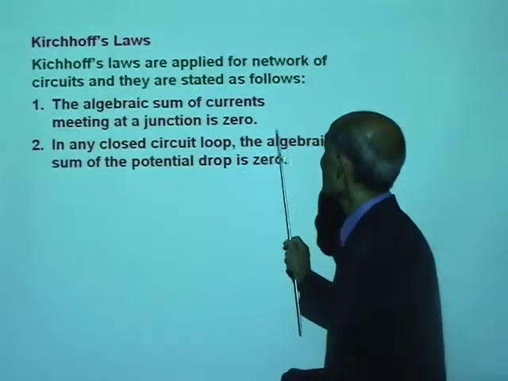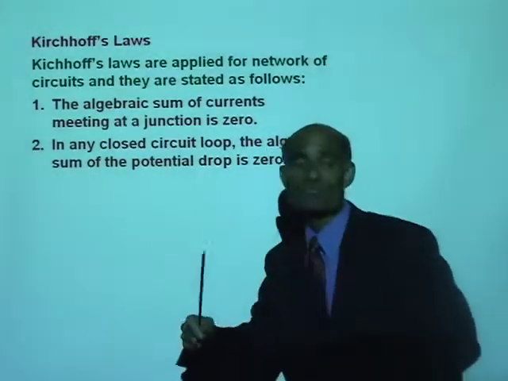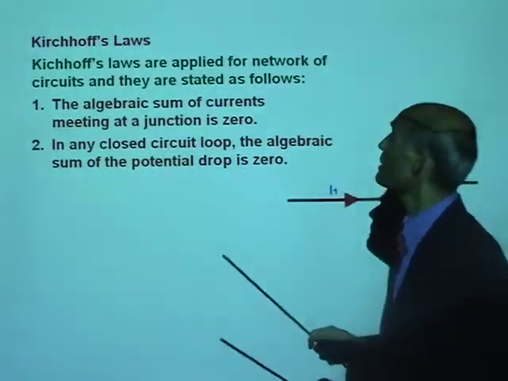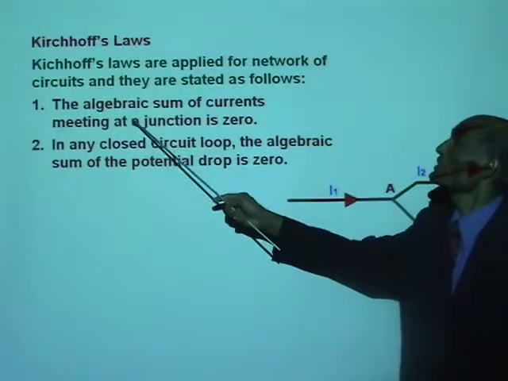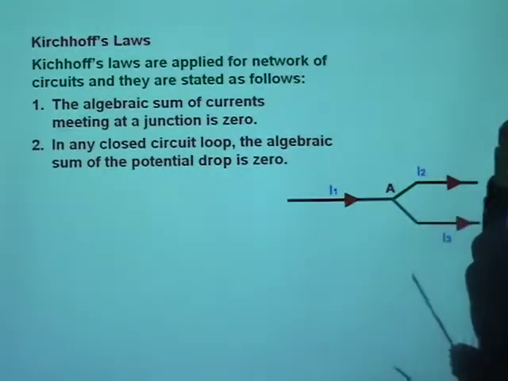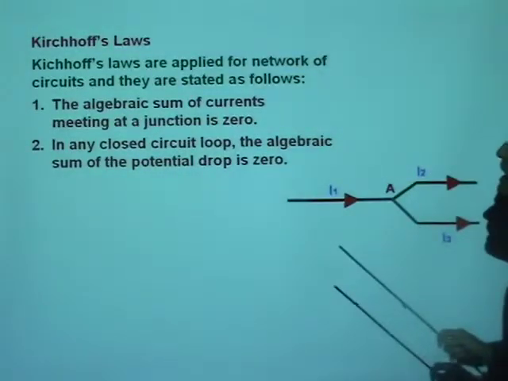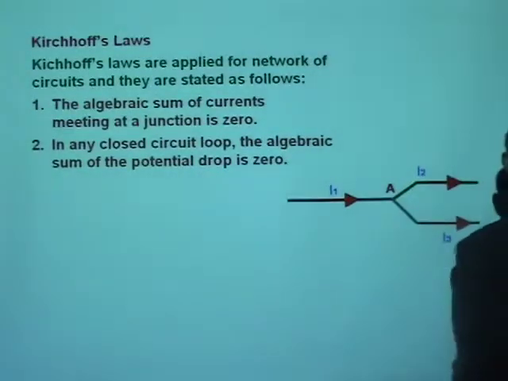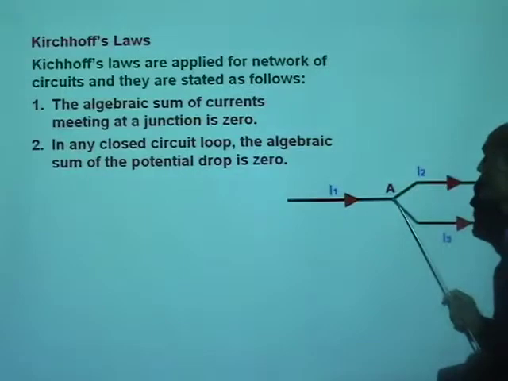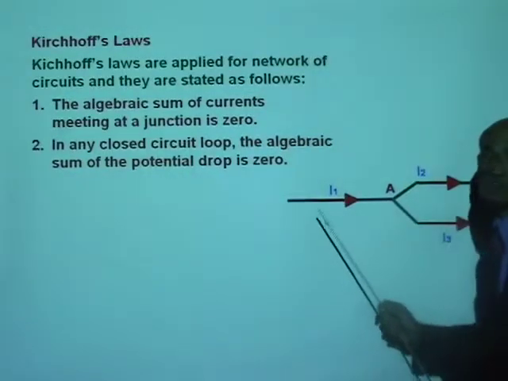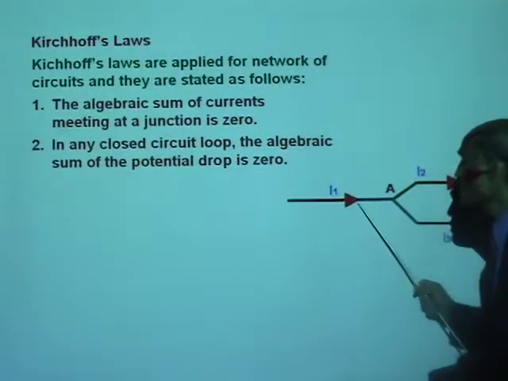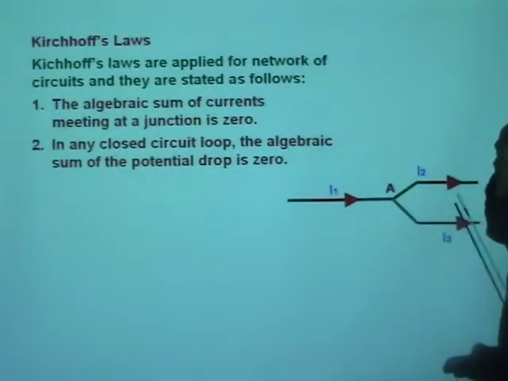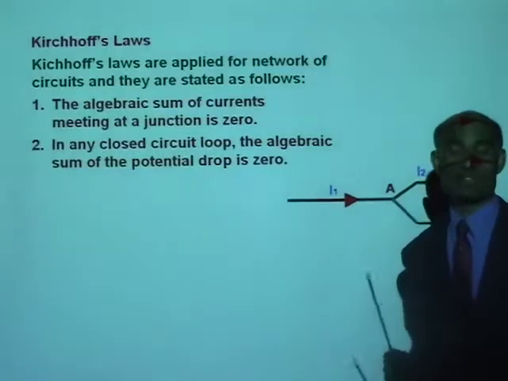First of all, you need to understand the meaning of algebraic sum. I will explain that by taking the first statement. The first statement of Kirchhoff's laws says the algebraic sum of currents meeting at a junction is 0. Now watch here, A is a junction. The current reaching that junction is I1, and I2 and I3 are leaving that junction.